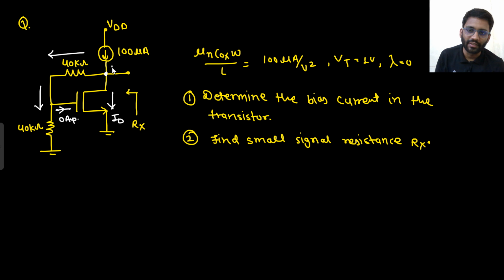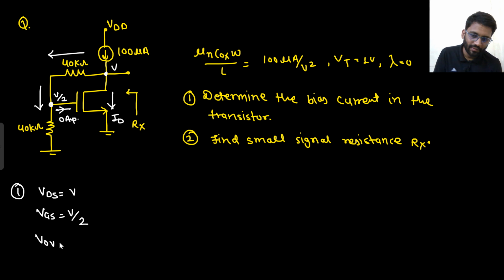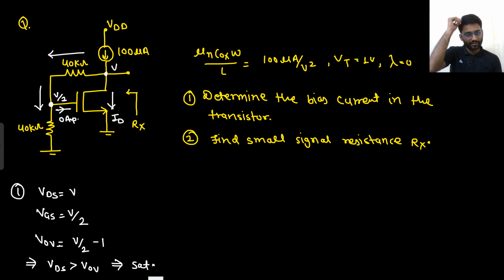Let's call this potential V. Then what will be this potential? This potential will be V by 2. What is the region of operation here? It is not given that it is working in saturation region. We can determine the value of VDS. First we are calculating the bias current, so for that you need to determine the region of operation. VDS is V. VGS is V by 2. V overdrive will be V by 2 minus 1. Here you can see that VDS is greater than V overdrive. That means it is working in saturation region.